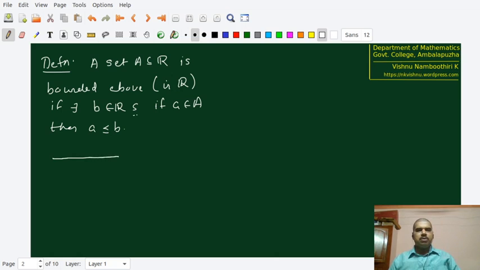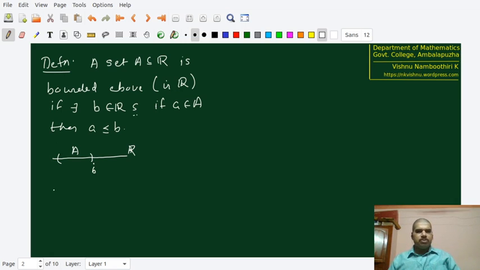So for example, suppose that this is a real line. Suppose that A is lying somewhere here, up to here, need not necessarily containing all the elements, then we can choose b somewhere here. If we can find an element b like this, we say that A is bounded above.